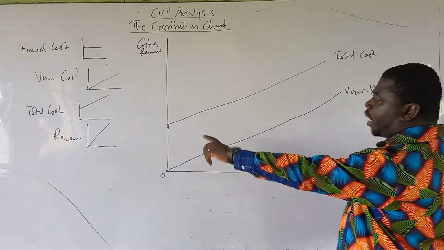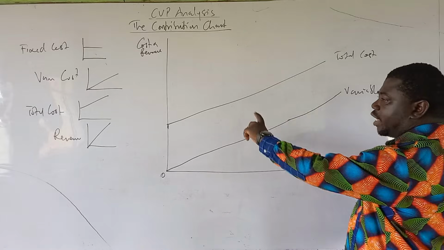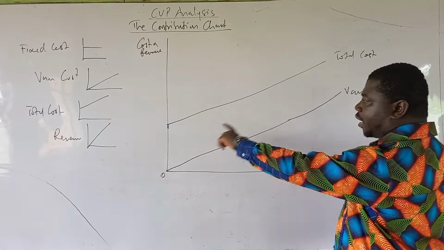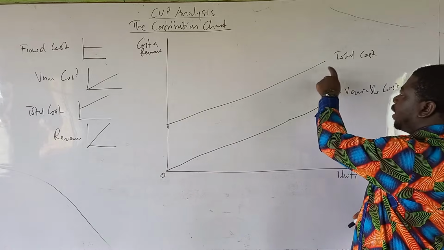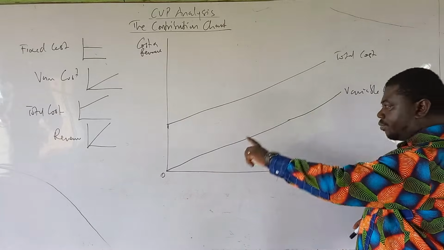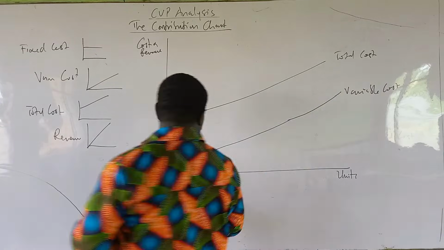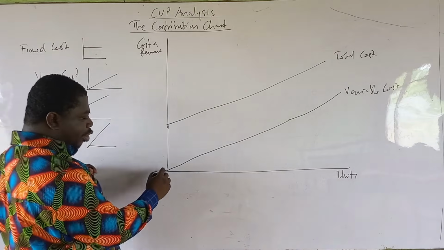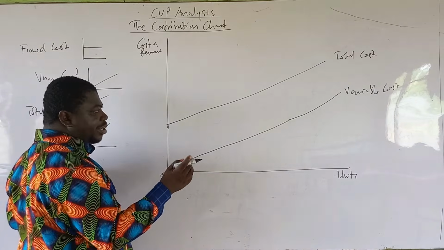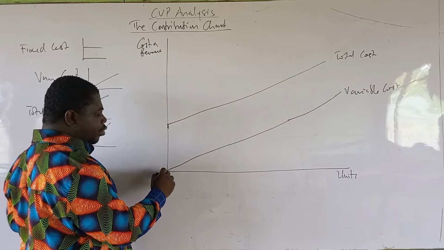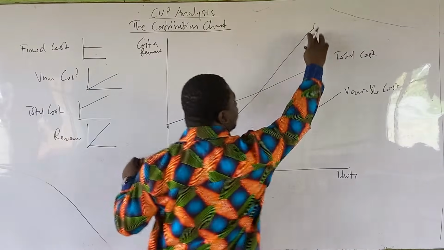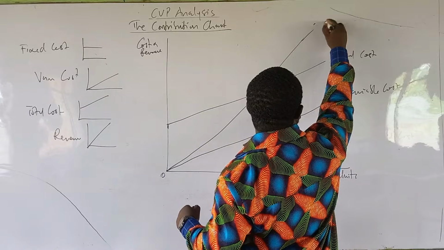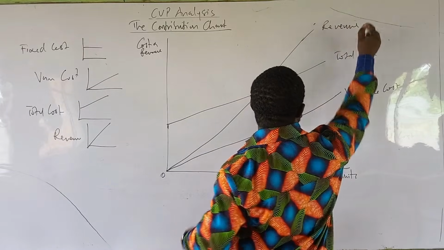You see that these two lines will never meet. They are behaving in a parallel manner. Okay, so that is it. Please take note that the variable cost and the total cost line must be parallel. Then you can draw your revenue line from the origin, but it shouldn't necessarily be parallel to any. So you begin from here up like that. So this is the revenue or total sales.